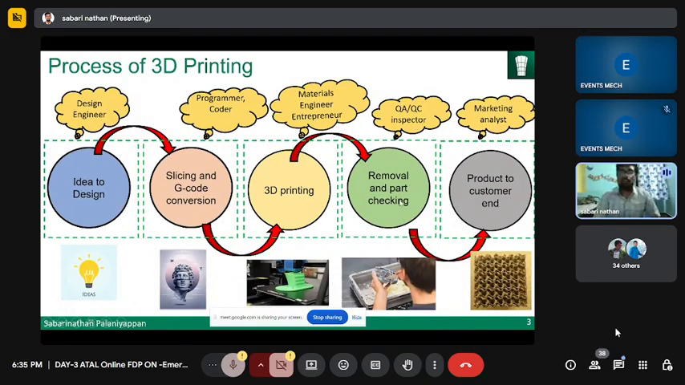Then after printing the component, you go to the secondary process. After finishing the part, the surface roughness is high when you use the FDM process, so secondary post-processing steps are required. At that time you gain quality assurance and quality inspector skills. Then, if you are selling the product in the market, you gain marketing analyst as well as entrepreneur skills at this stage. So these are the processes of 3D printing.